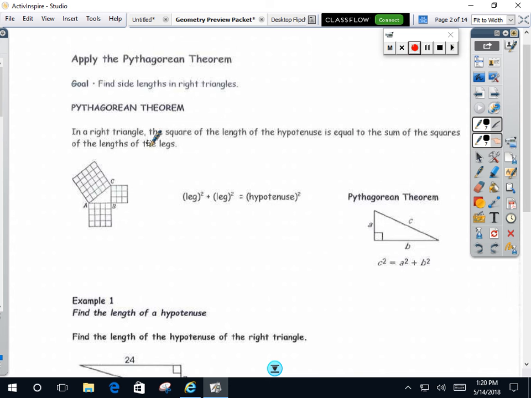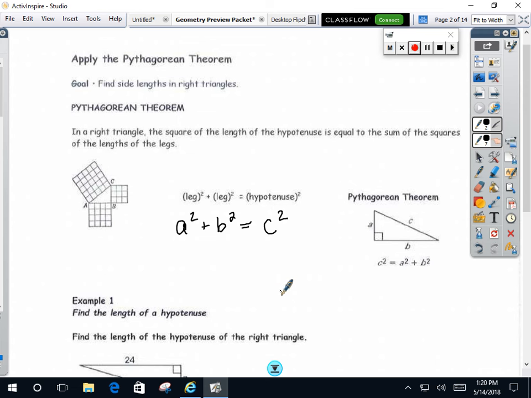Now, that in a sentence is just this. A leg squared plus another leg squared equals the hypotenuse squared. Now, they write it c squared equals a squared plus b squared. I prefer to write it how it's written here. One of the legs is a squared. And then another leg is your b squared. And then it equals the hypotenuse squared, which we call c squared.